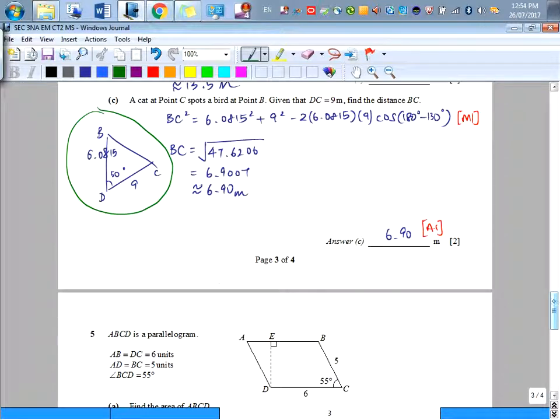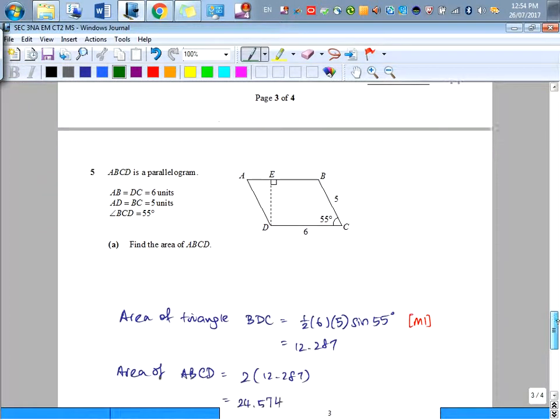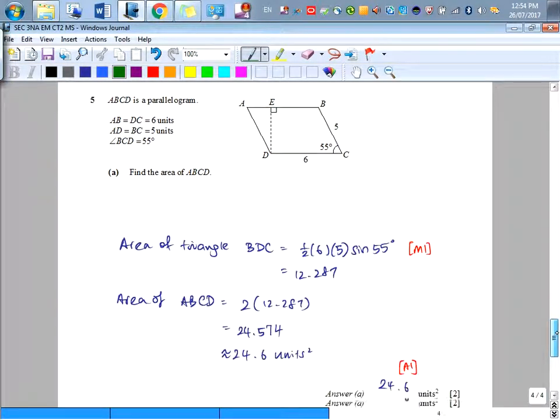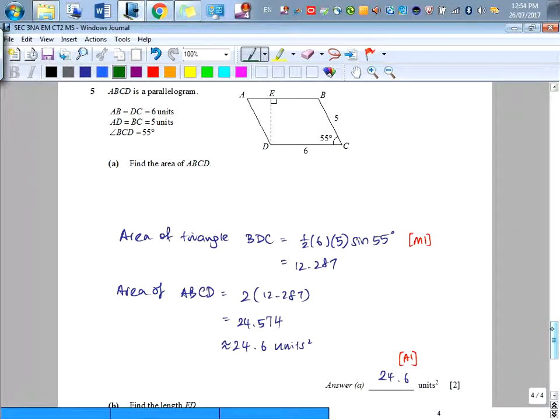Faster. Okay, last question. Question 5. Area of the parallelogram. Surprisingly, I didn't have everybody scoring full marks for 5A. It's just 2 times the area of a triangle. I can choose to divide it this way. Then I have 2 congruent triangles, DBC and BDA. Then finding the area of one triangle is easy. Half times 6 times 5 times sine 55 degrees. Formula was given to you. Then multiply by 2, you get approximately 24.6 units.